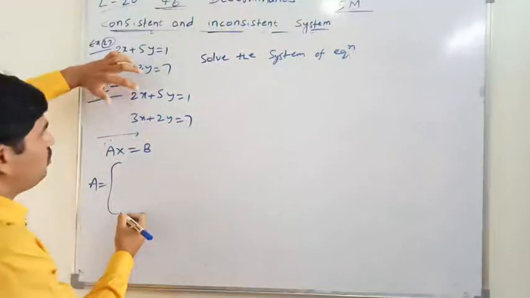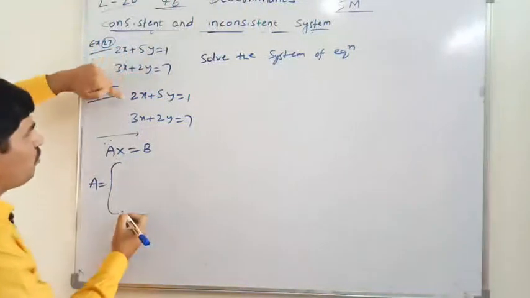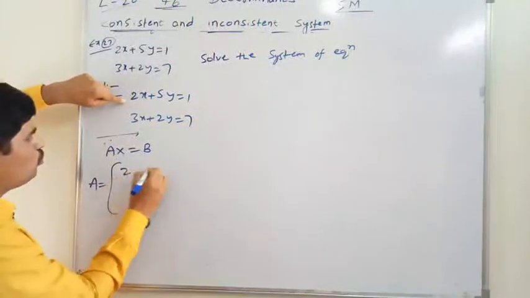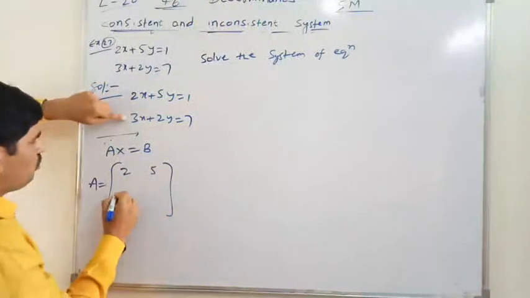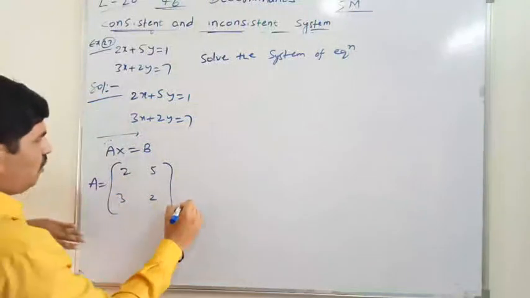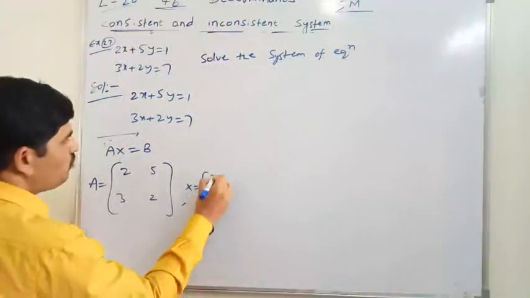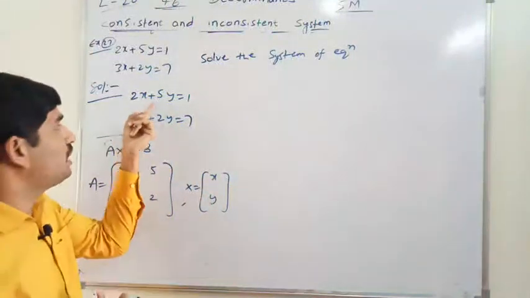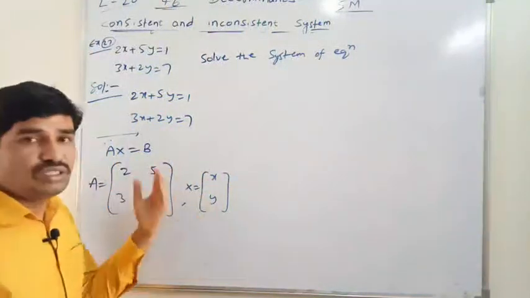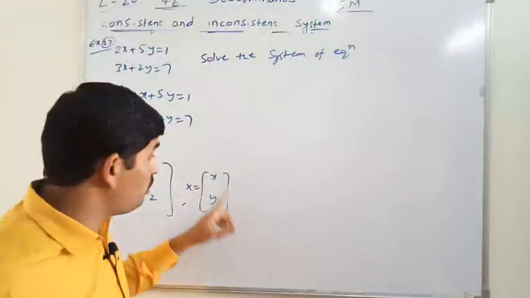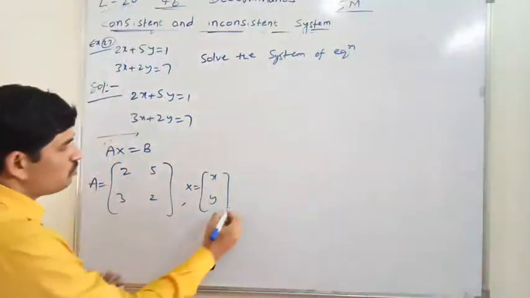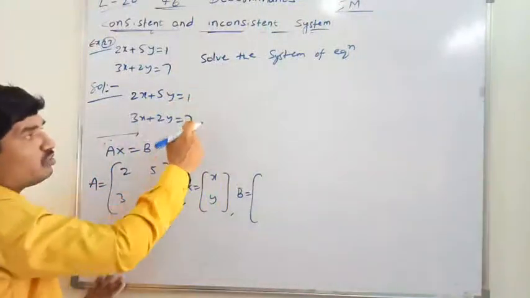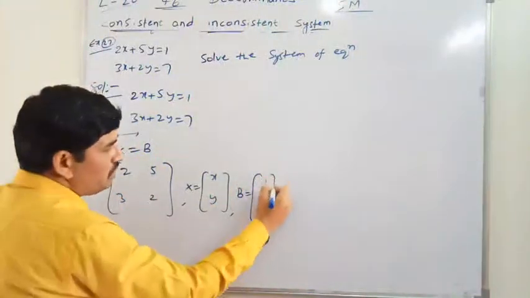From the coefficients of x and y, we are going to write here by observing the first equation, coefficient of x, coefficient of y is 2 and 5. Then the next one is 3 and 2, okay. And what is the X matrix? That is the variable matrix, means x and y. In this we have x and y variables, that's why I am writing. Some questions will be given with 3 variables also, there we write x, y, z. Next one is the B matrix, which is a constant matrix. After the equal sign, whatever constants are there in both the equations, we write here.